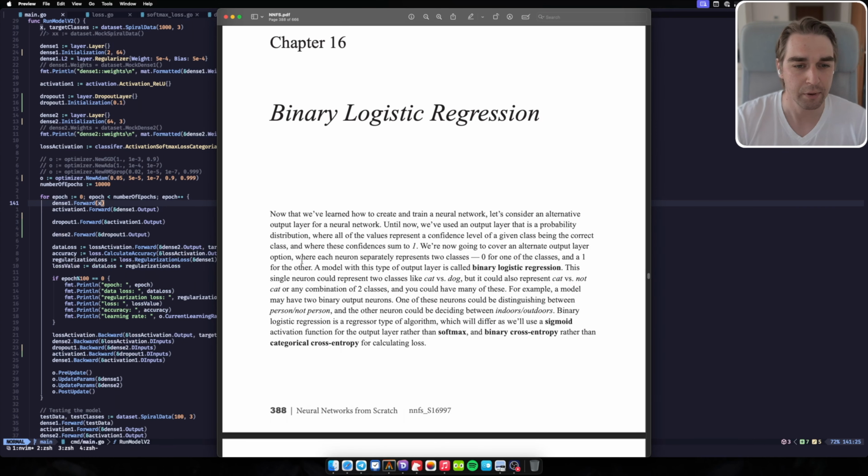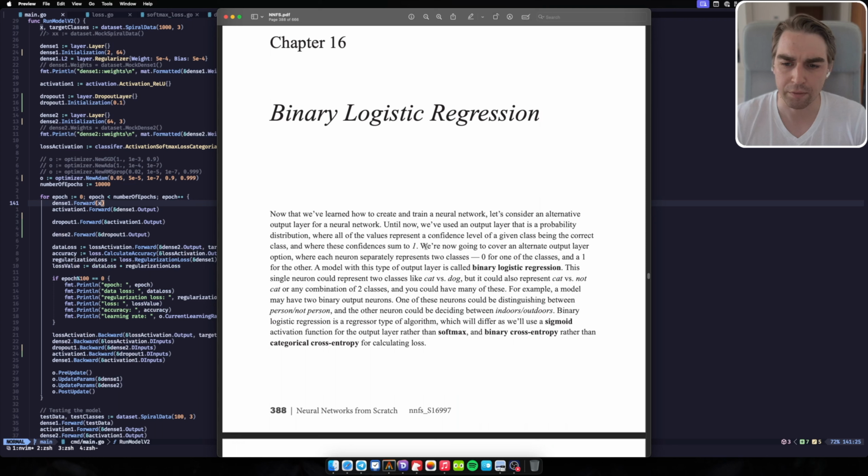So let's start. Now that we have learned how to create and train a neural network, let's consider an alternative output layer for a neural network. Until now, we have used an output layer that is a probability distribution, where all of the values represent a confidence level of a given class being the correct class, and where this confidence sums to 1. So we have the probability distribution across all of the classes that the model tries to predict. In the case that we've been implementing, that was 3 classes.